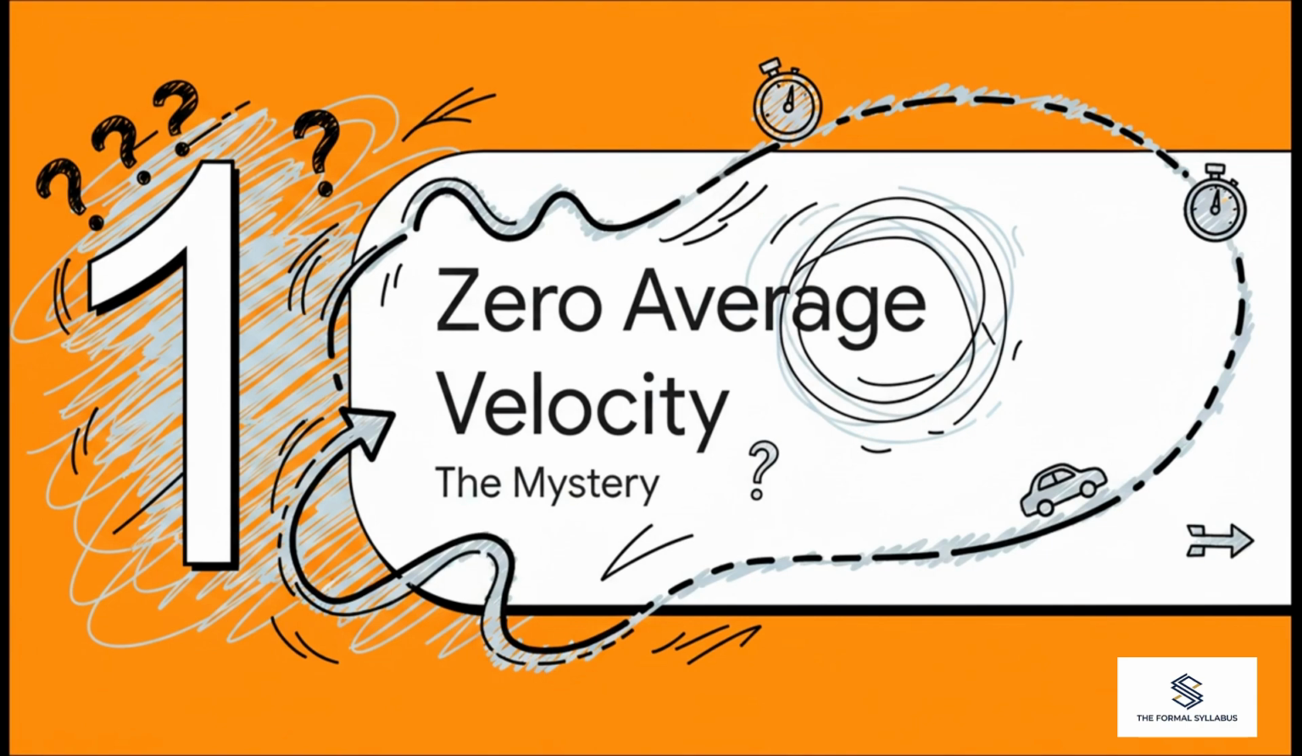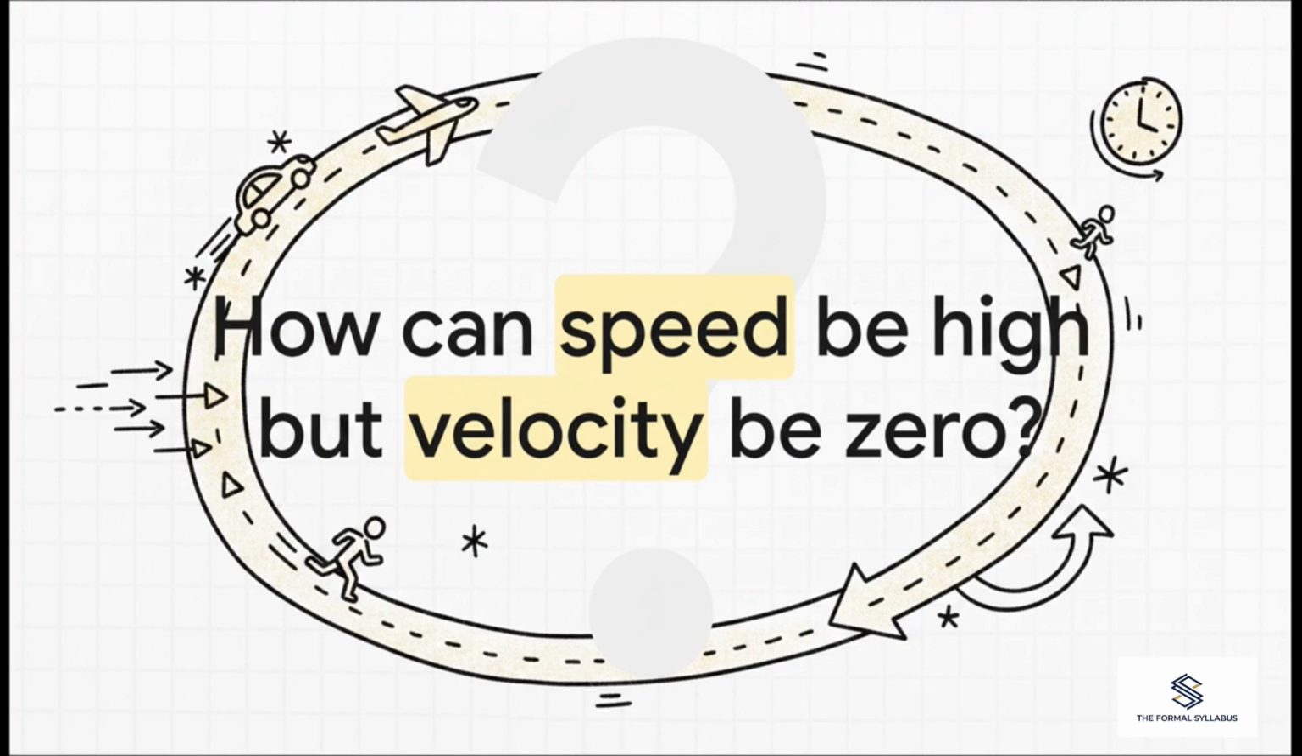Section 1. Zero average velocity and the mystery behind it. So we constantly use the words speed and velocity like they mean the exact same thing, right? But in physics, mixing them up creates a pretty mind-bending scenario. The legendary MIT physicist Walter Lewin actually poses this exact riddle. Imagine you go on a really long trip, and you're moving fast, let's say you're cruising at an average speed of 100 meters per second. But if you return to your exact starting point at the end of that trip, your average velocity is absolutely zero, literally zero. How is that even physically possible when you are moving so incredibly fast the whole time?